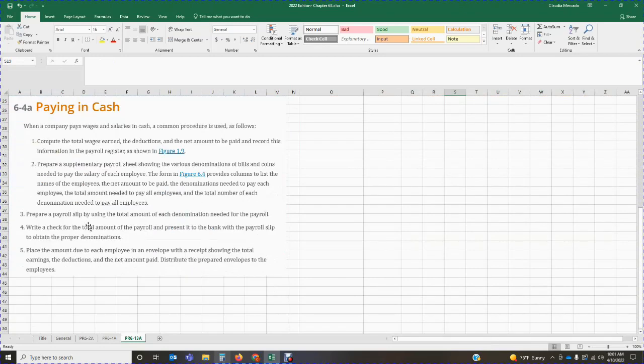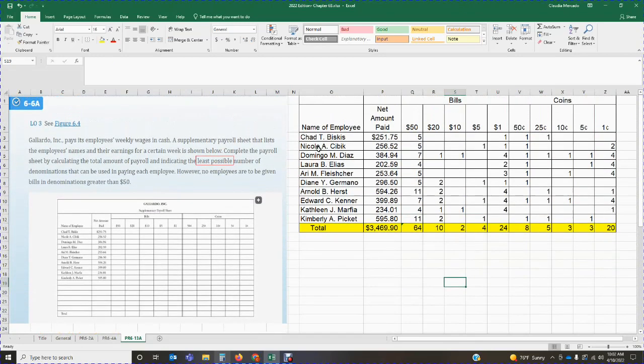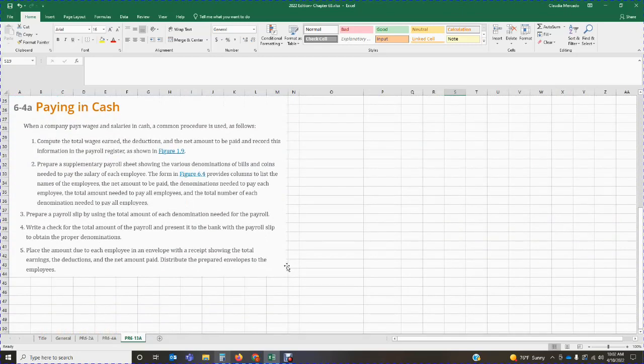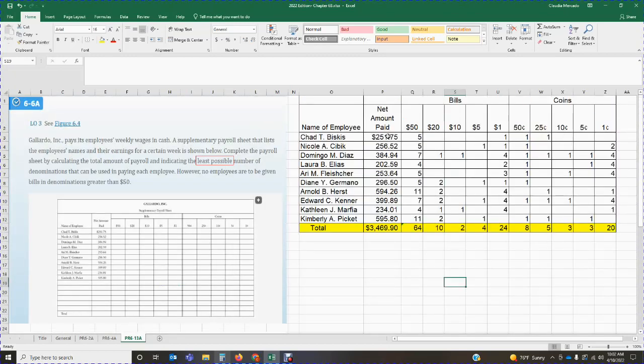Once you have the money, you come back to the office and you place the amounts due to each of the employees in an envelope with their name. And of course, you want to let them know what they were paid. So you want to show them a receipt of the total earnings, the deductions, and the net amount paid. Okay, that way the employee says, okay, well, I made $400. They deducted all of these things, all of these taxes, and this is what I have left over. Okay, so you're going to include that in the envelope along with the cash. And then you're going to hand them out.